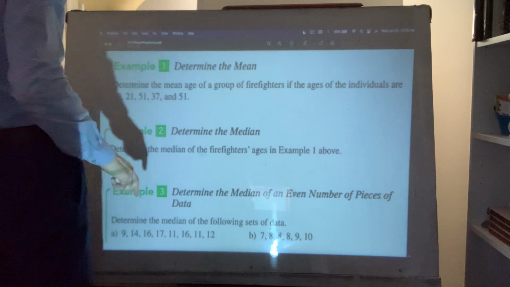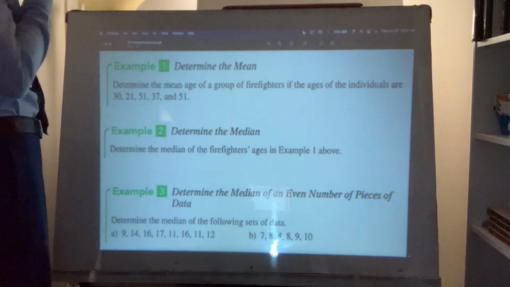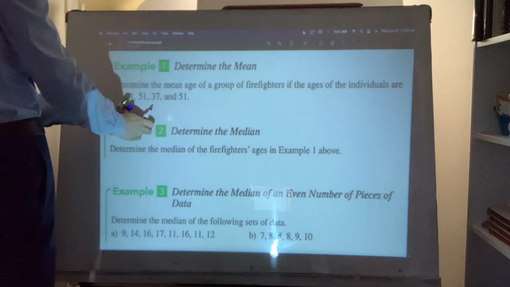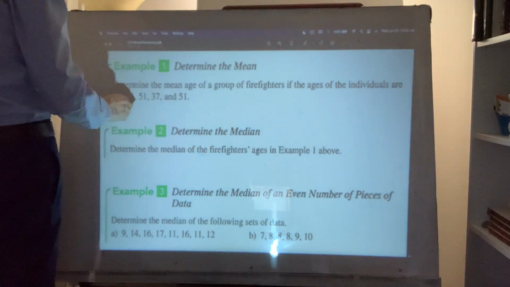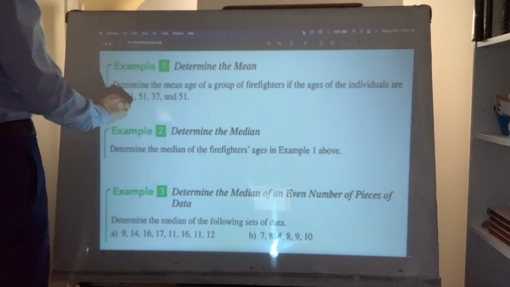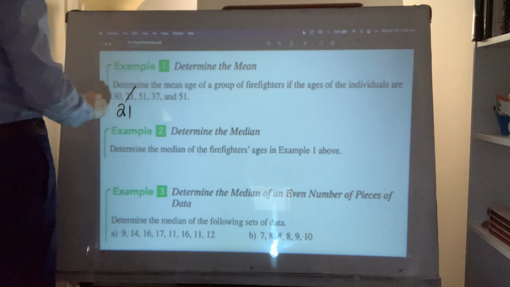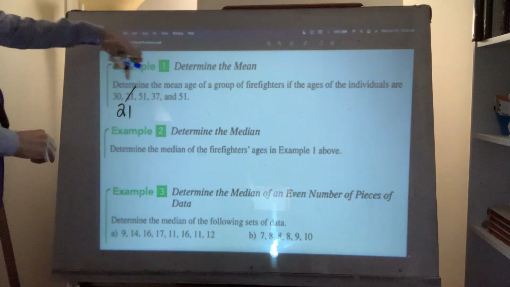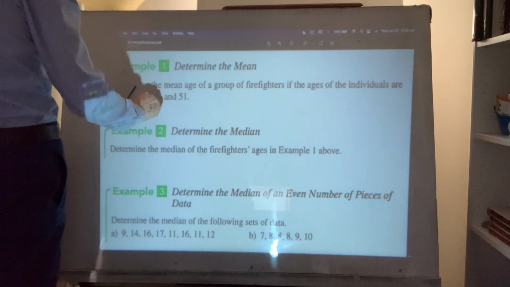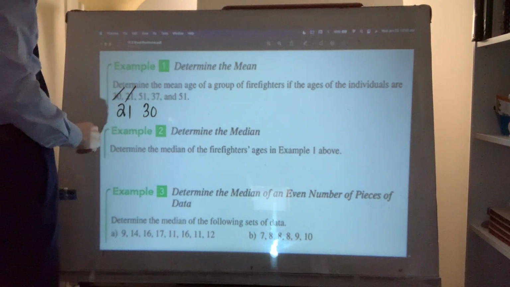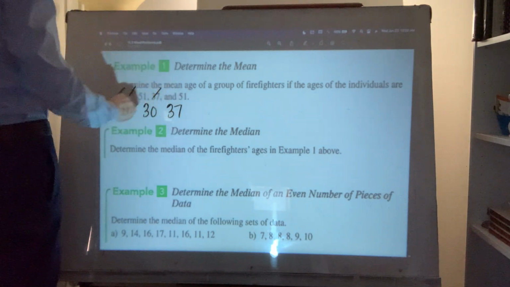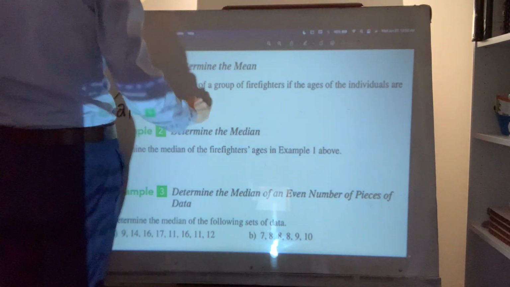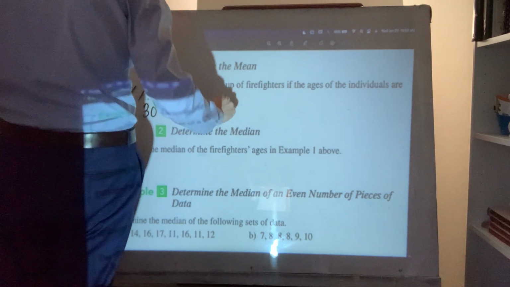When you're ranking something, do what you do when you have an array, which is cross out as you proceed to make it easier. All right, so what appears to be the lowest number in here is 21. That would go first. And then the next lowest would be 30. And then the next highest would be 37. And then you have a 51 and a second 51.